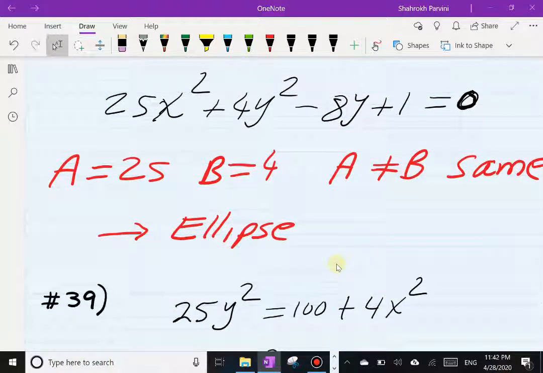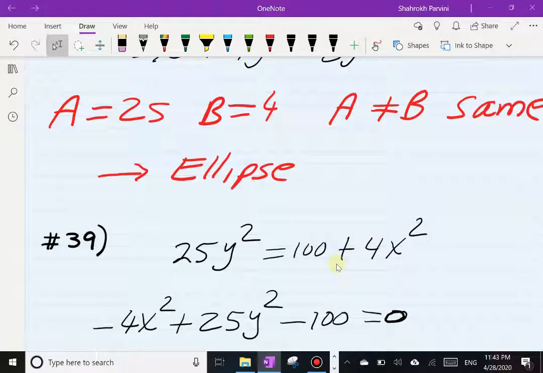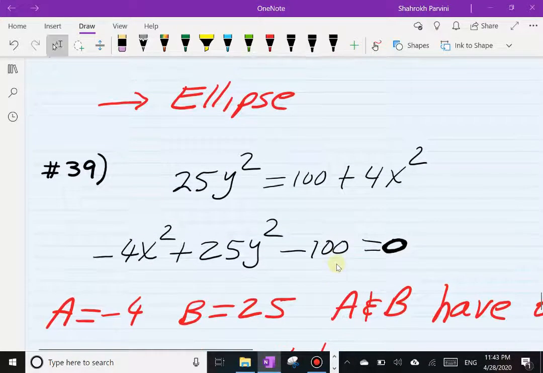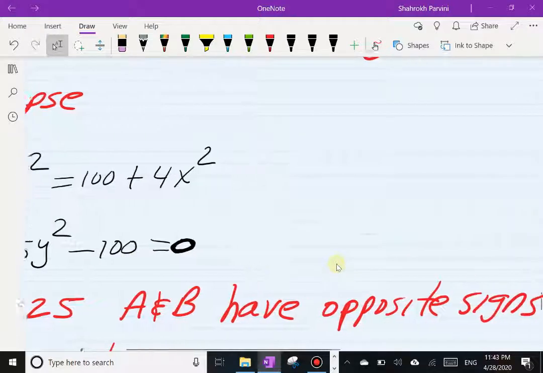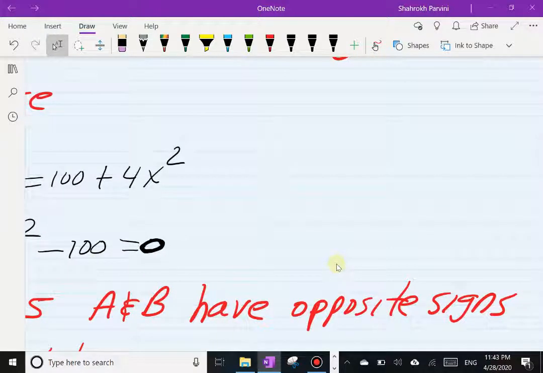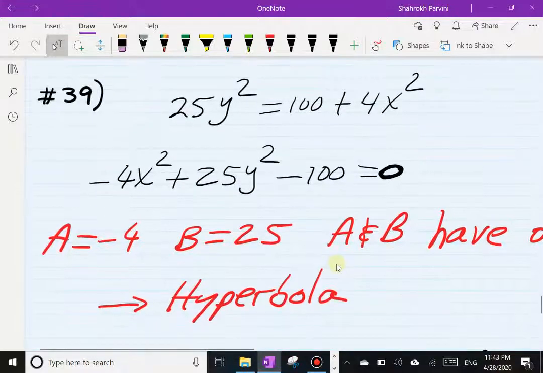And this one, again, we don't have 0 on the right side, so I'm going to move 104x squared to the left, and I did. And of course, we get that all-important 0 on this side, right? Now, a is negative 4, b is 25, correct? They are different, and they are opposite in signs, right? Remember, as long as they're opposite in sign, even if they're equal, it doesn't matter. The fact that a and b have opposite signs means this is a hyperbola in number 39.